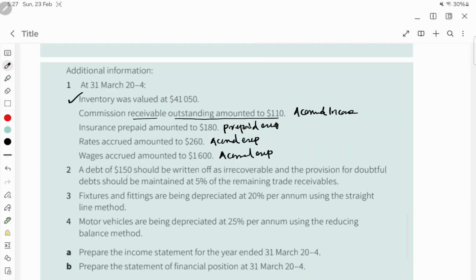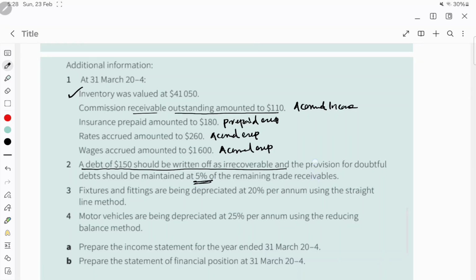Second, a debt of $150 should be written off as irrecoverable debt, and the provision for doubtful debt should be maintained at 5% on the remaining trade receivable. So further bad debts are to be written off, and again we have to create a new provision for doubtful debt of 5% on the remaining trade receivable.